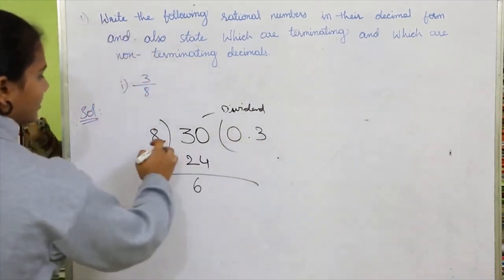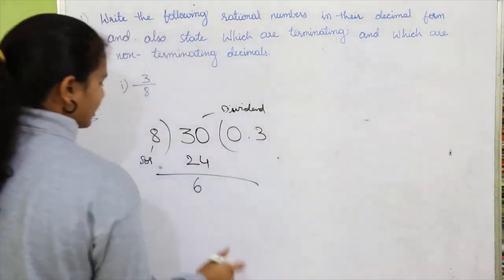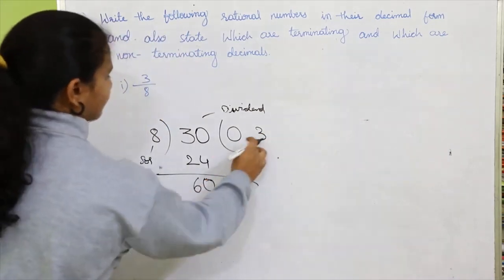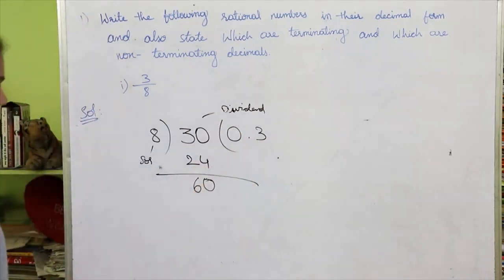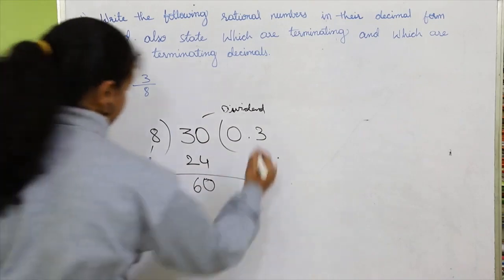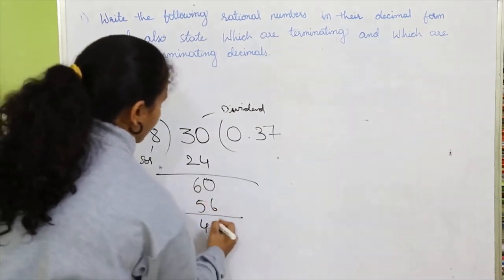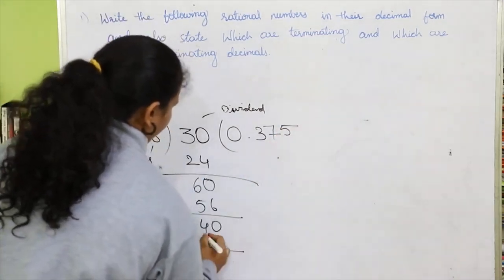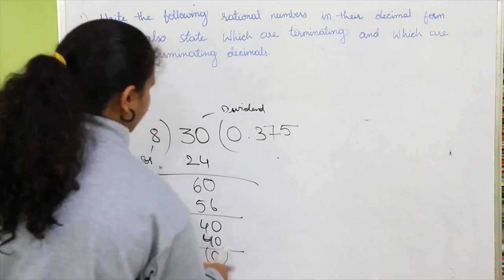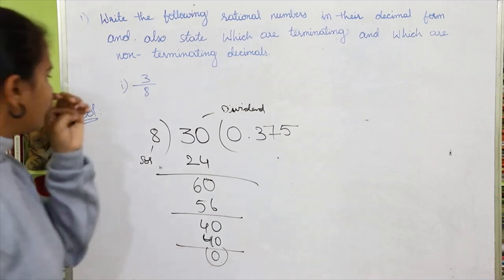After the decimal point, again the dividend is smaller than the divisor. So you again keep a 0. No extra zeros are required, 0 is enough, because after the decimal point we are marking all the numbers. Now 8 table again: 8 sevens are 56. You take 7 and write 56 over here. You get 40. 8 fives are 40. Therefore we got 0, where 0 is the remainder.